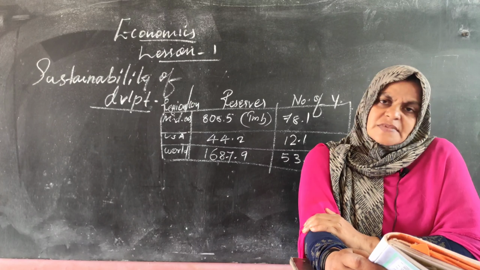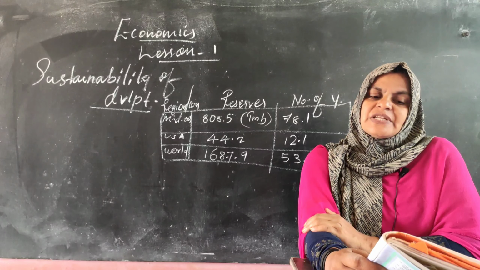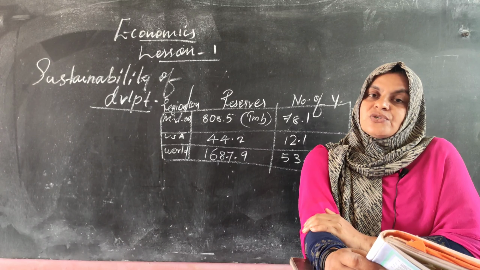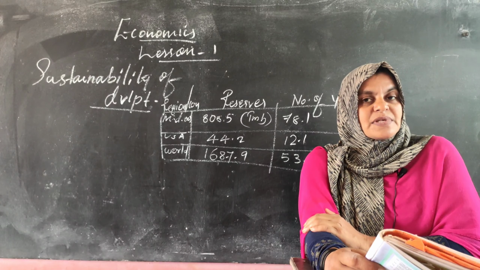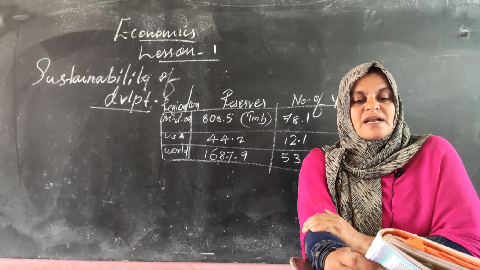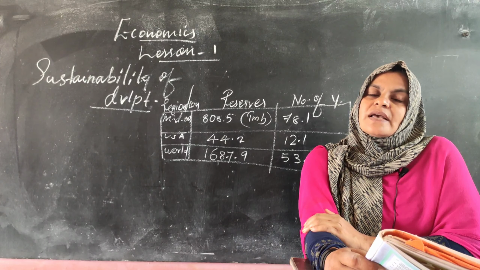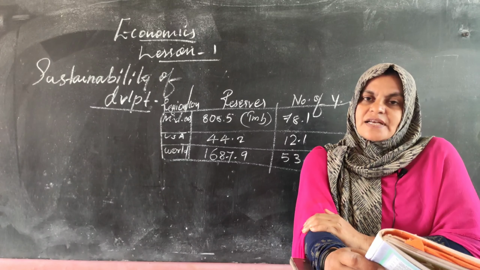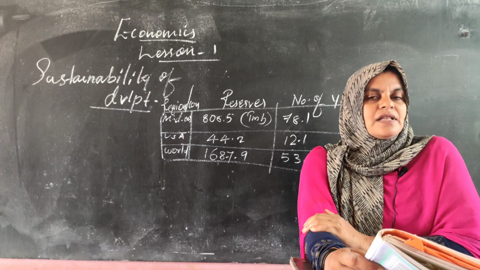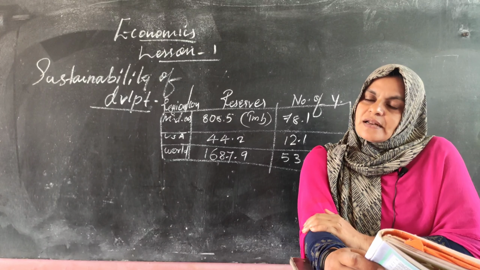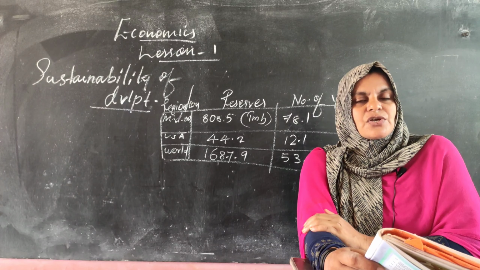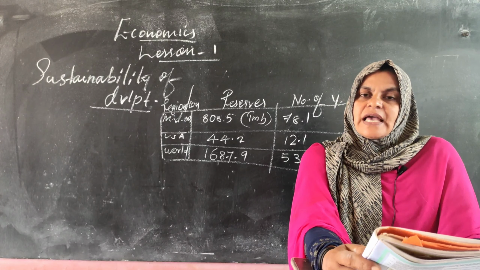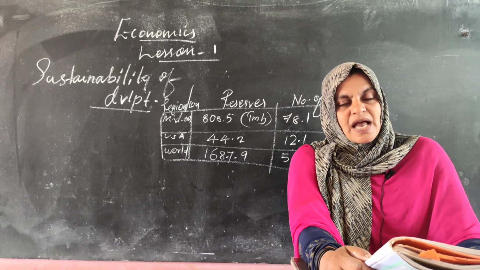Got it? So my dear children, sustainability of development is comparatively a new area of knowledge in which scientists, economists, philosophers and other social scientists are working together. With that, the students and the coming future generation also understand the importance of resources, renewable and non-renewable. My dear children, so we finished our economics lesson 1, development. I think you got it.